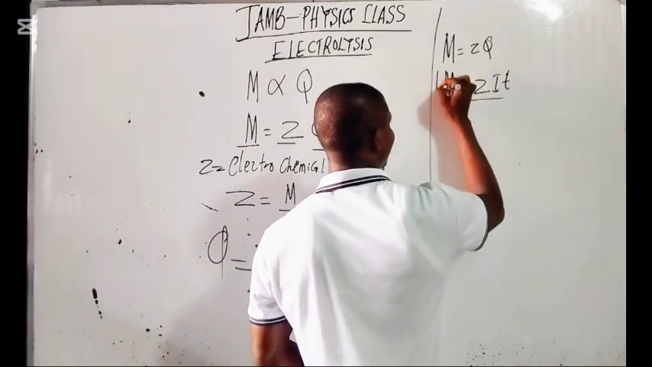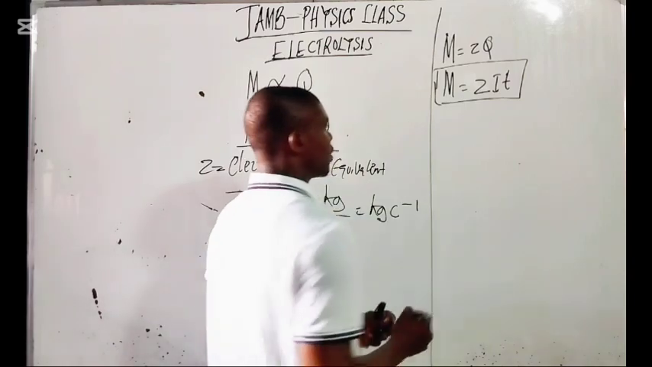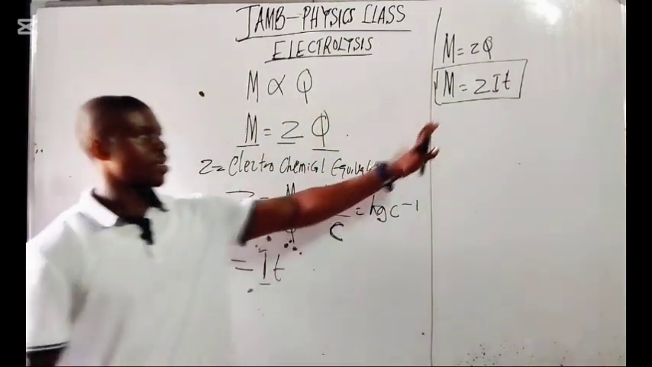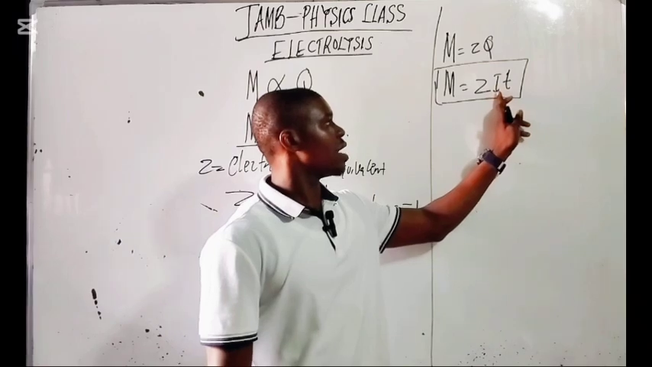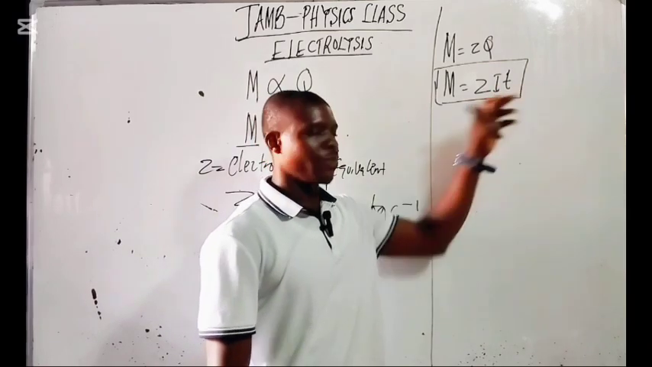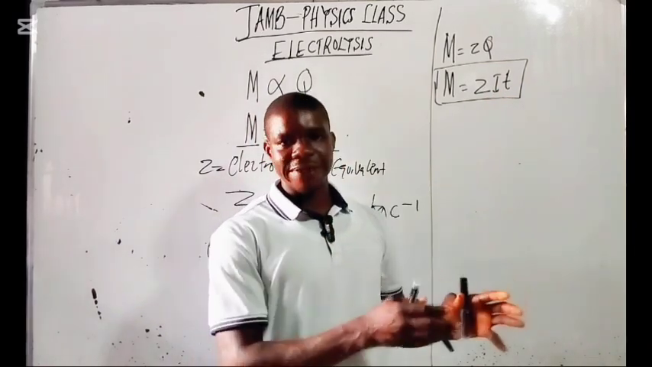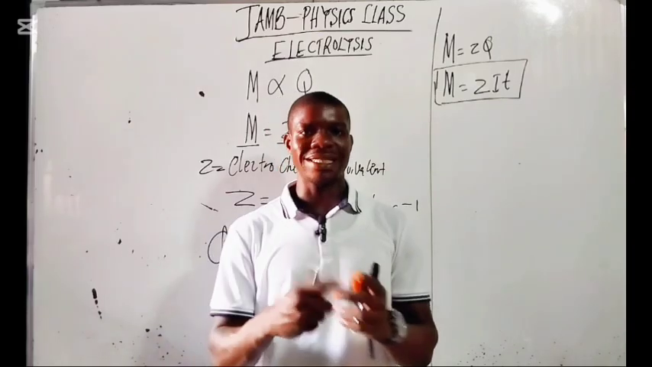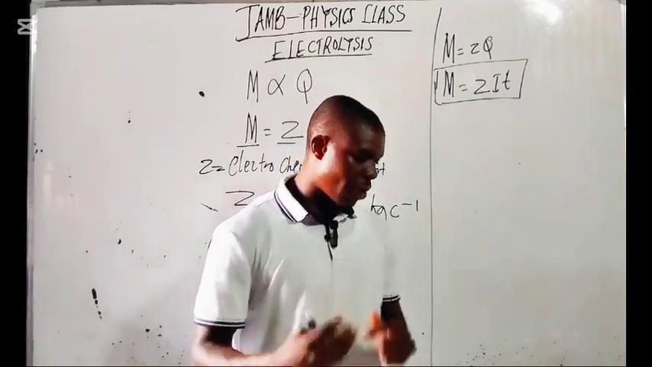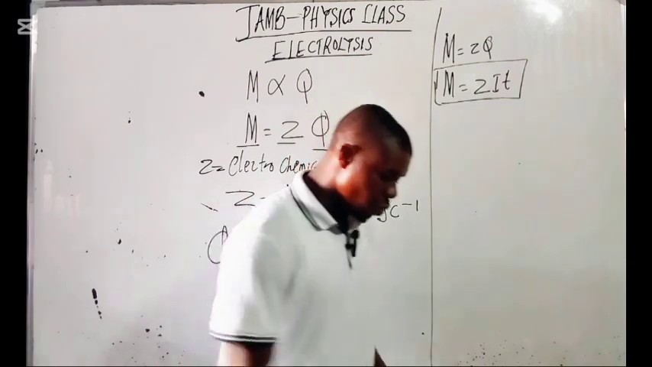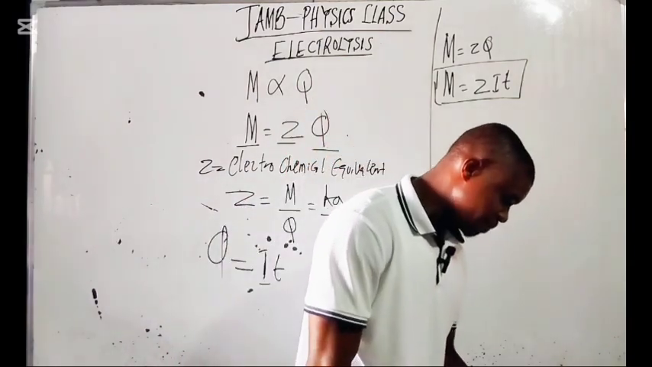Can you see that? This is one of the formulas you make use of here. Mass equals the electrochemical equivalent times the current times the time. In physics they don't use the Faraday constant, which is 96,500. They don't use it, but in chemistry they normally use it. Next, we will see how to solve some basic problems under this.